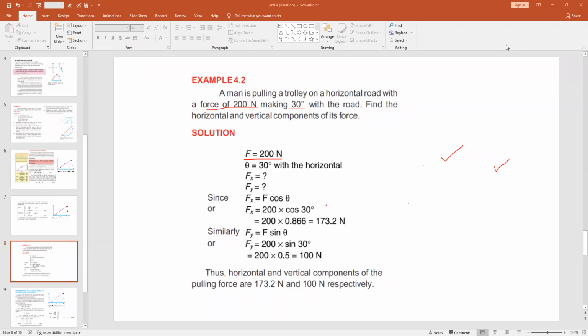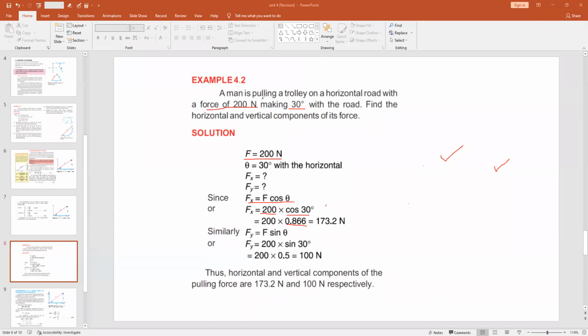For Fx, we know the formula that Fx is equal to F cos theta. All the data is given to us, so we simply put the values. F is 200 Newton, so we write 200 cos 30 degrees. With the help of a calculator, cos 30 is equal to 0.866. We multiply 0.866 with 200 and we get 173.2 Newton. So this Fx is also the x component of the force. The unit must be Newton.